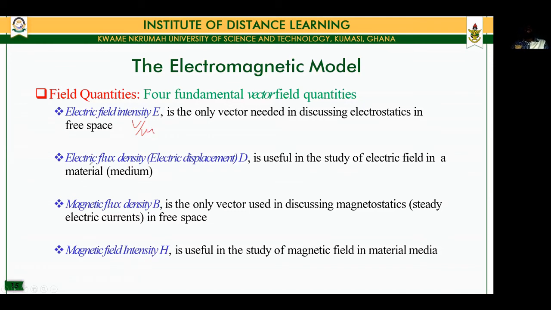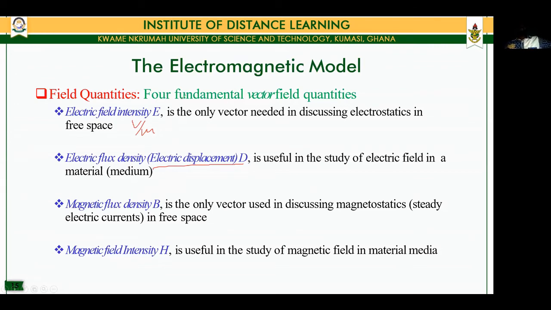The second one is the electric flux density, or electric displacement, D. And now I'll talk about electric displacement in the last chapter because it's a very important quantity. But for now, the electric flux density is useful in the study of what? Electric field in material medium.